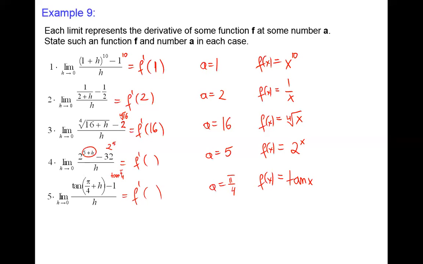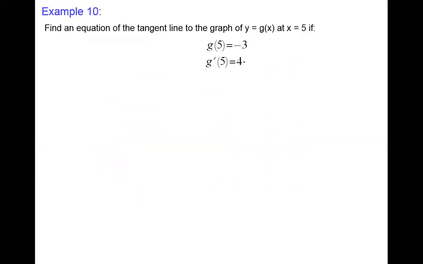Okay, let me do another thing. I was planning to jump to section 2.2, but let's just finish this section with that question. Let's see if we understand. Find the equation of the tangent line to the graph of g of x at 5, having this information: g at 5 is -3, g prime at 5 is 4.